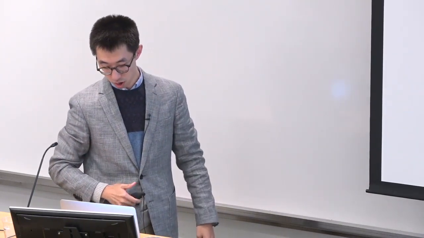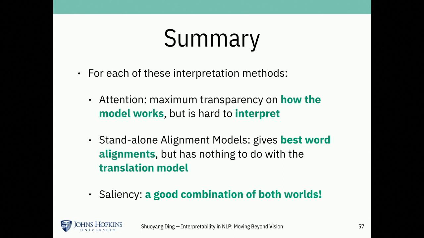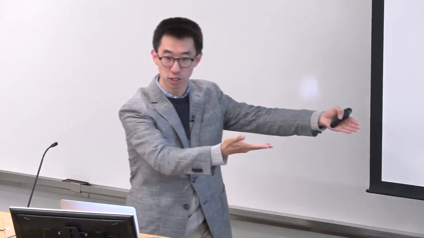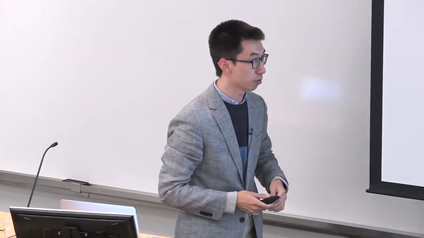Okay, so to summarize, I talked about 3 different kinds of interpretation methods to tackle this word alignment problem. You can use attention, which gives you maximum transparency about how the model actually works. But the only problem is that people cannot really understand that, because if you compare it to human judgments of a word alignment, it does not really agree well, in that you observe a very high alignment error rate.